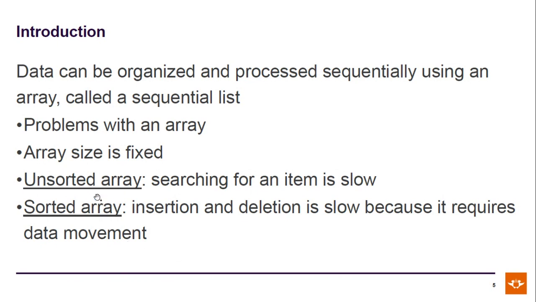With an unsorted array, searching for an item is slow because, think about it, if you have an array that has values that are not sorted either in ascending order or descending order, you have the problem that you don't know where the value you're looking for is.